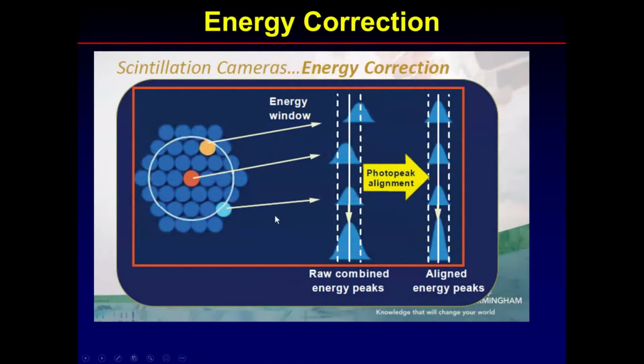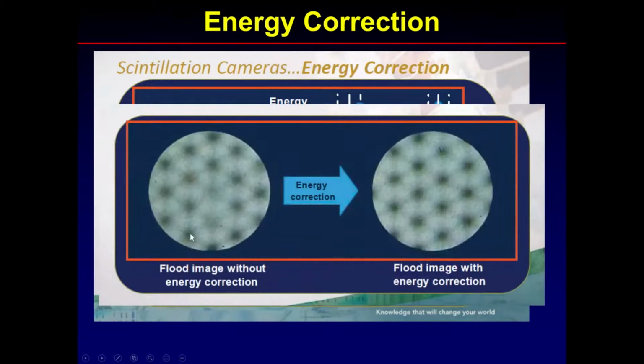In terms of scintillation cameras, we also have to do other kinds of corrections. We have to do photopeak alignment corrections in order to be able to get proper energy peaks. And this is just an example where you can see that, with energy correction, you see better discrimination of the different photomultiplier tubes that accepted photons from the crystal.